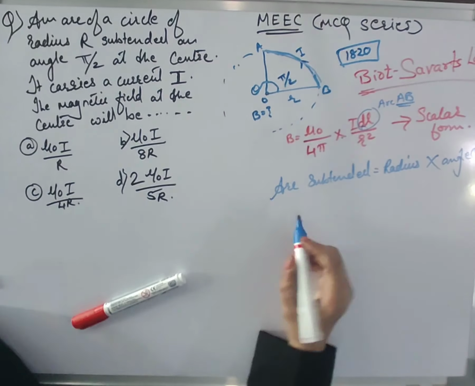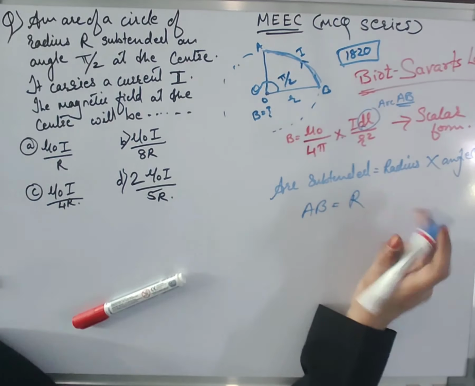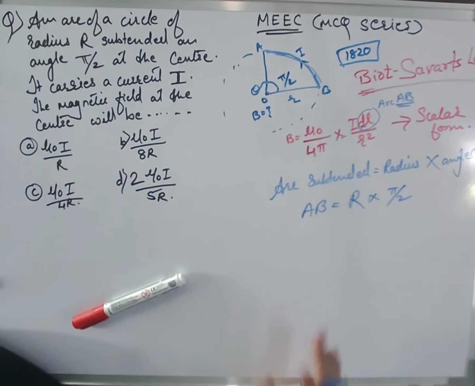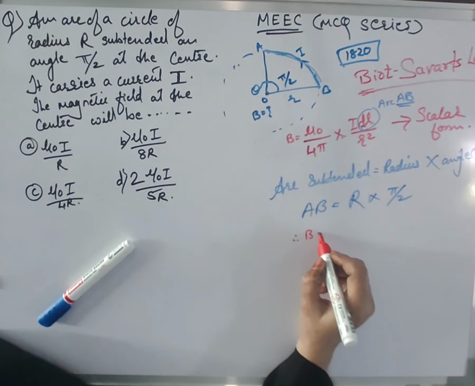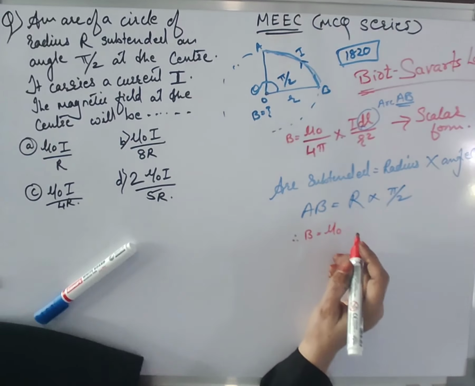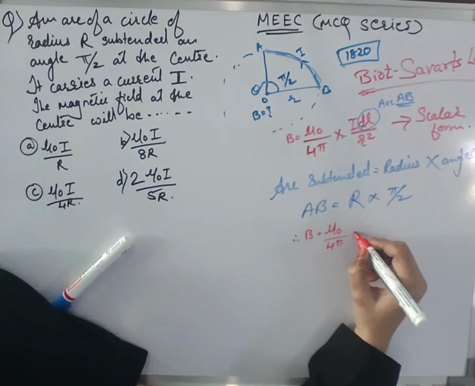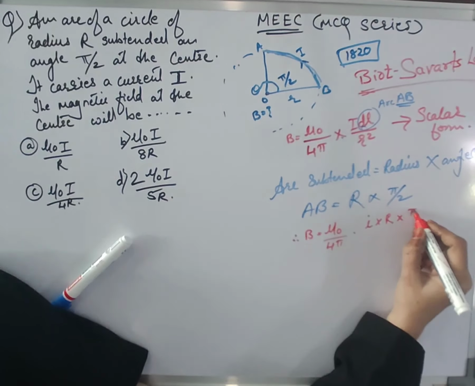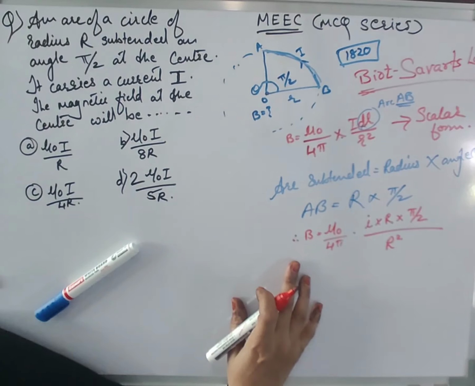Okay, so arc AB is equal to radius, given as r, and the angle theta is pi by 2. Now putting values in these things, what we get: B is equal to mu naught upon 4 pi into I into R into pi by 2, the whole upon R square. This is a formula. We have to just put the values in it.